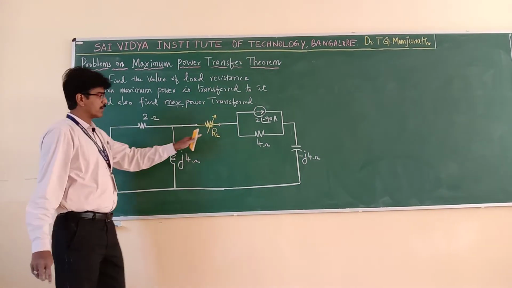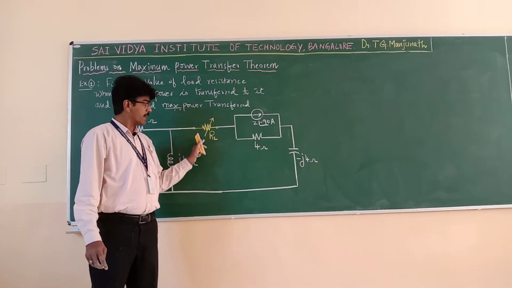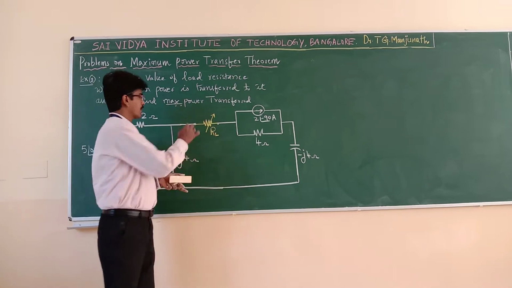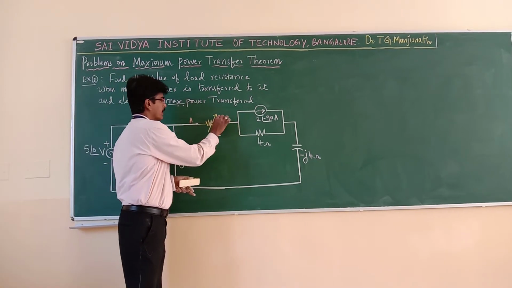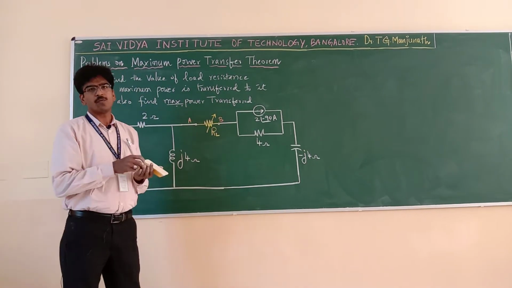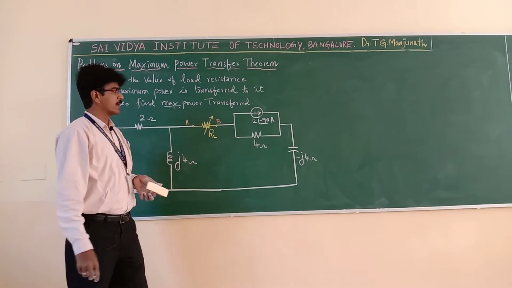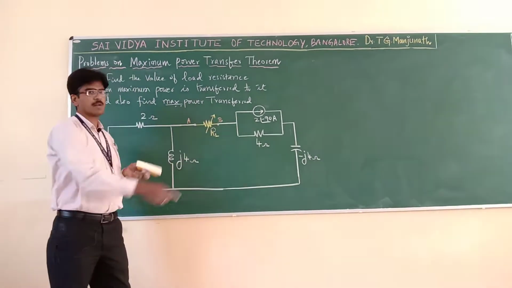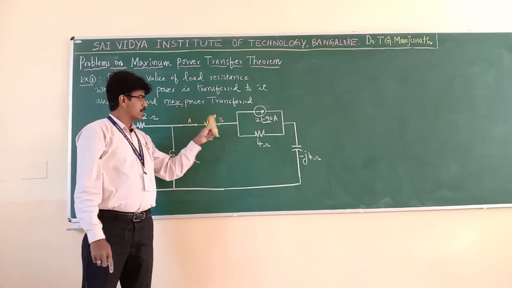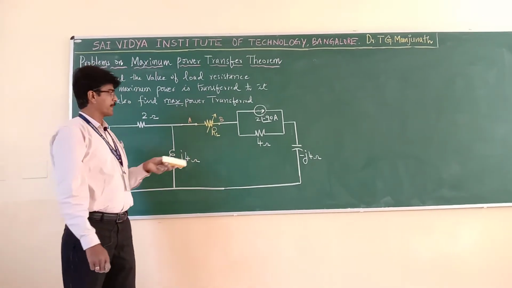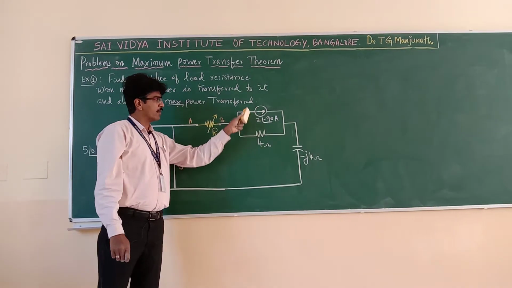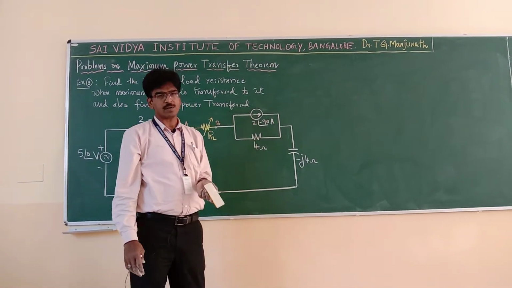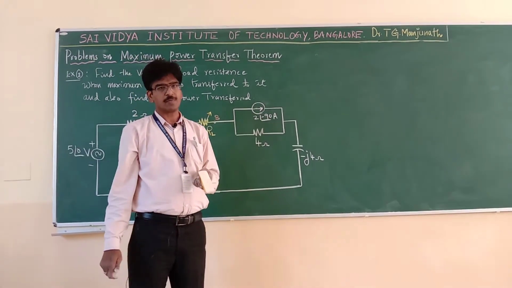Which is your load? The load is given here. You have to find the value of load resistance here for maximum power condition. So let us mark the load terminals as A and B for your reference. First, let us obtain Thevenin's equivalent circuit across the terminals A and B. Here we have a practical current source. If you want, you can convert this into a voltage source also, or you can keep it as it is.